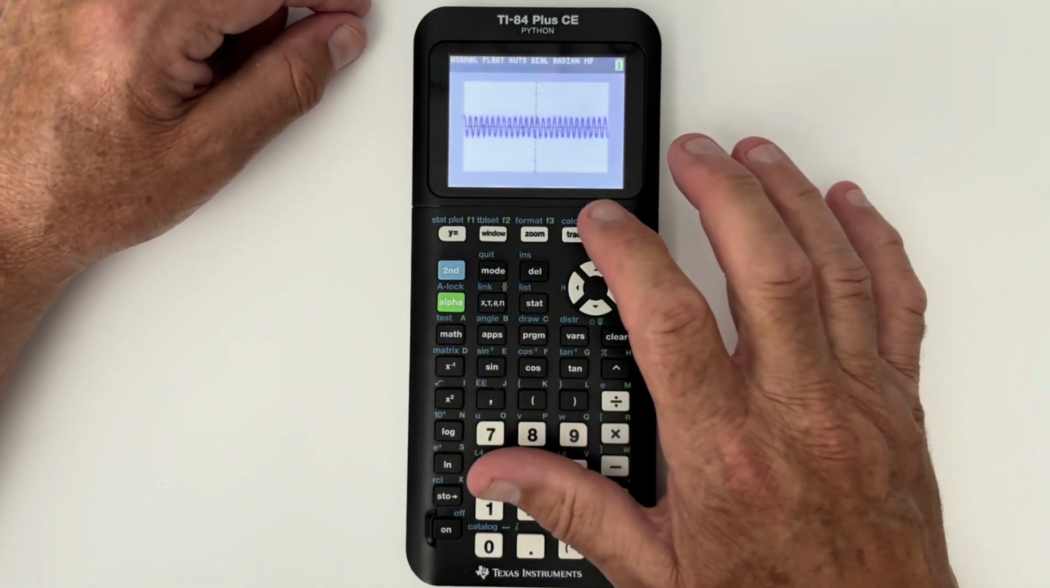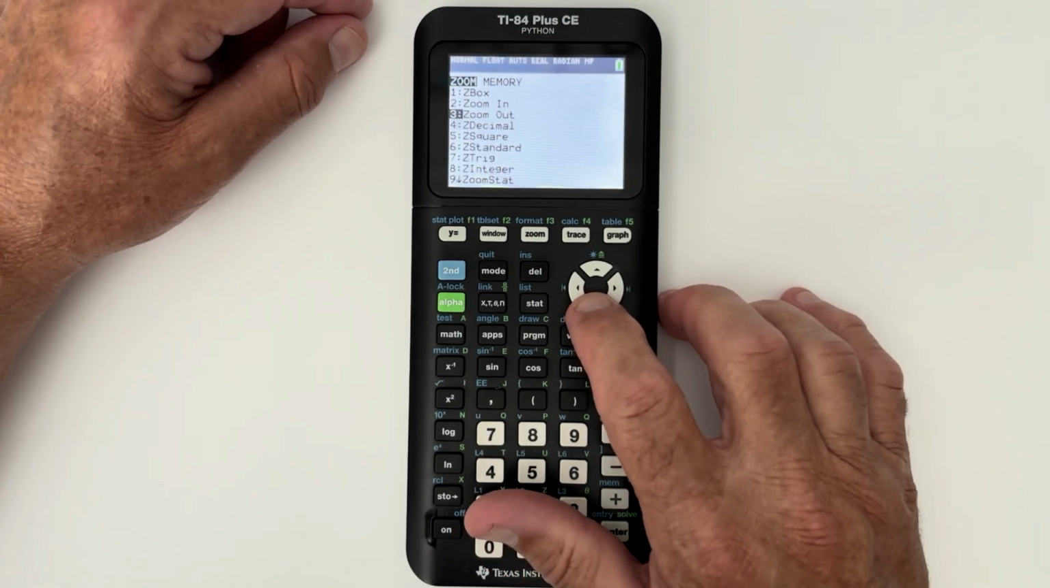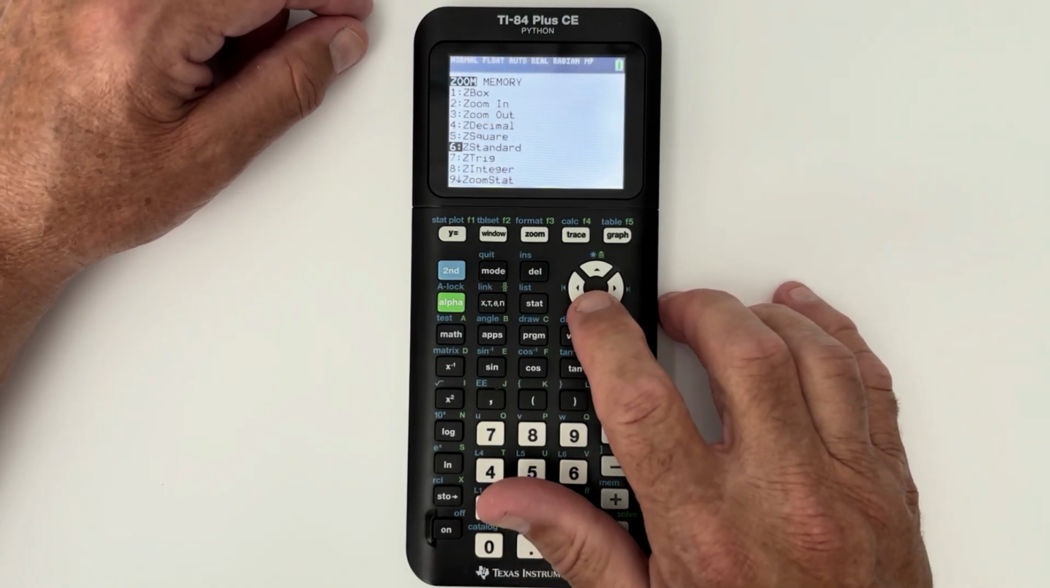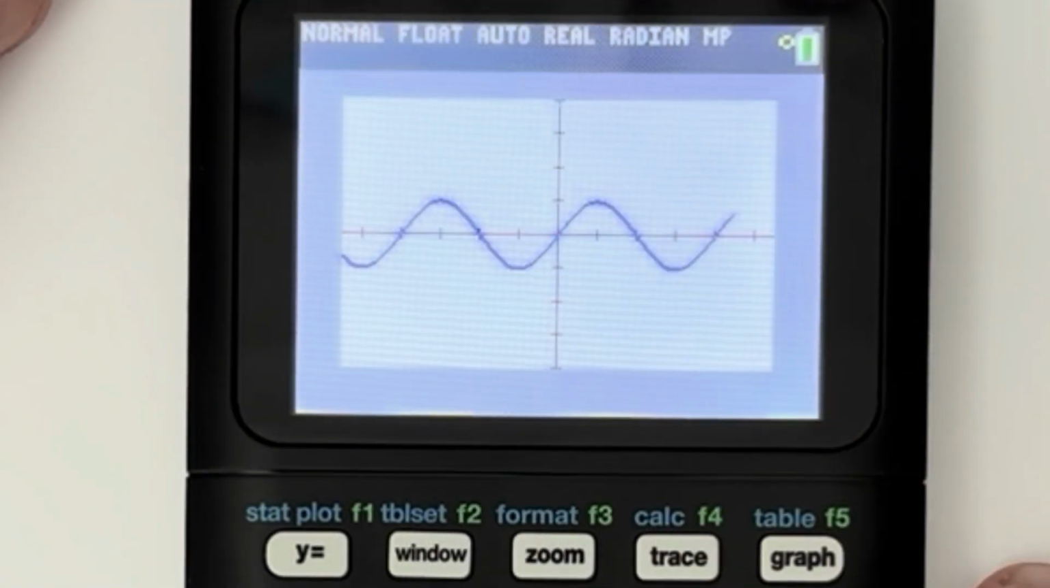So let's go into the zoom mode, go down to what's called ZTrig, hit enter. There we go. Now it gives us a little better presentation. The ZTrig, if you go into that, it gives you a better presentation.